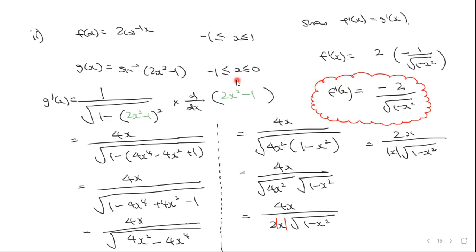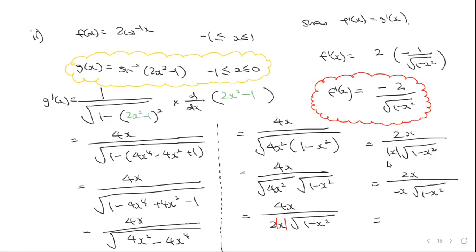This is g(x), remember? And for g(x), x is negative. It's between negative 1 and 0. So if x is negative, then the absolute value of x is negative x. Which of course means we then get negative 2 over the square root of 1 minus x squared.